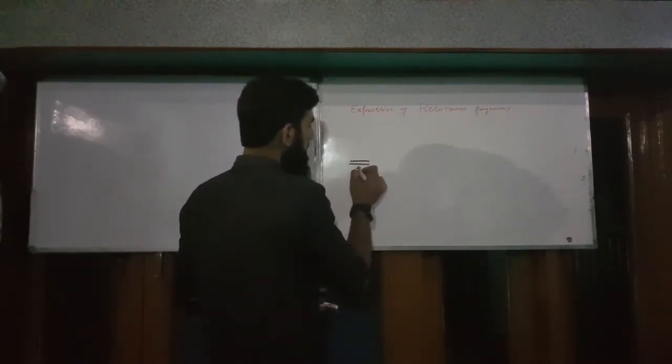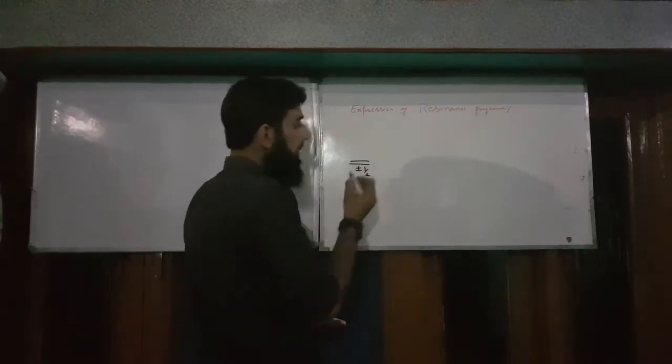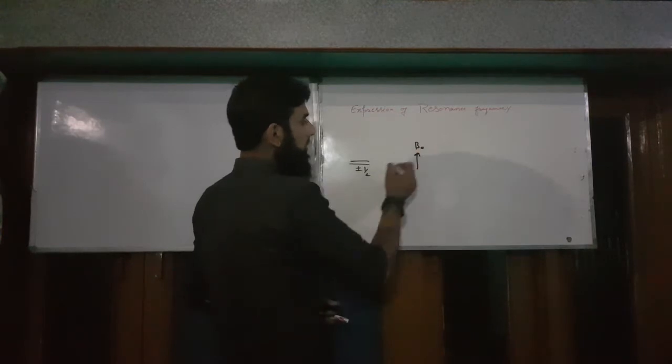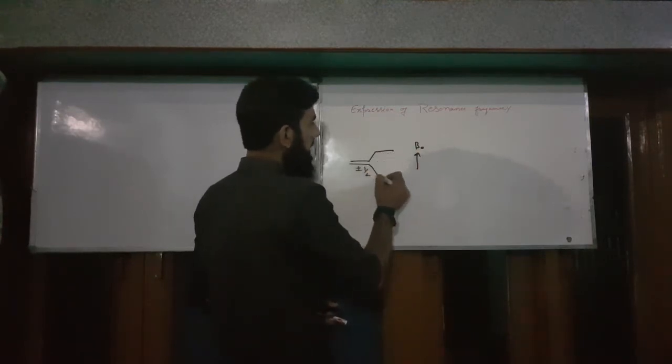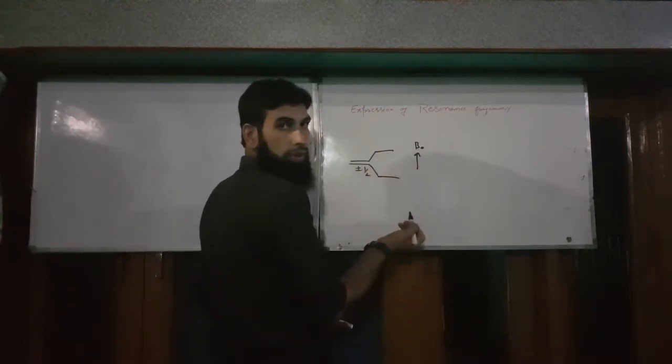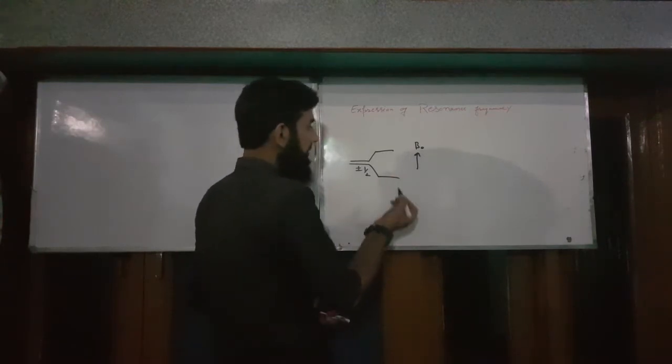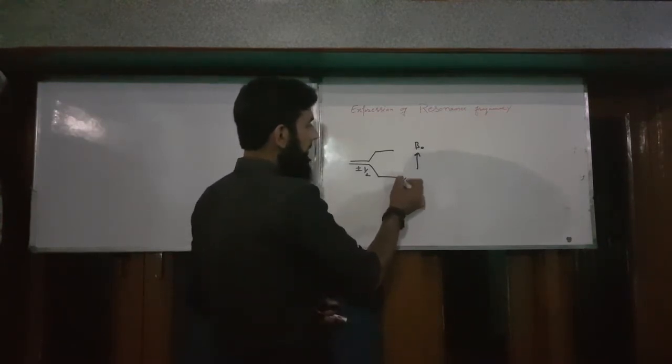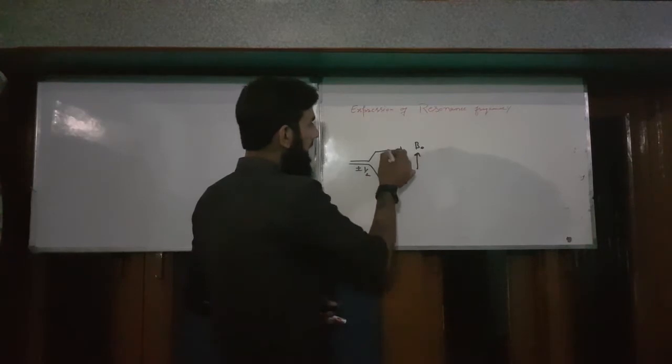Suppose this is our two spin states, ±1/2. As we apply the external magnetic field B0, what happens? The separation of spin states will occur, between this +1/2 and this -1/2, and the separation will be equal to delta E.